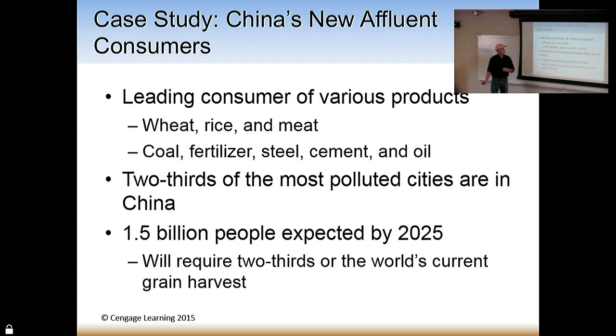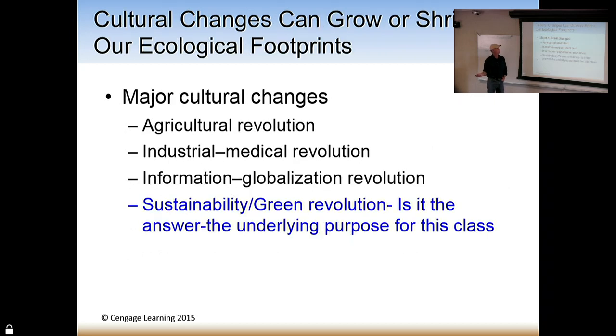Leading consumer, China's new affluent consumers. We're going to kind of go over this. This is just a little case study on China. Kind of gives you an idea of what's going on there.